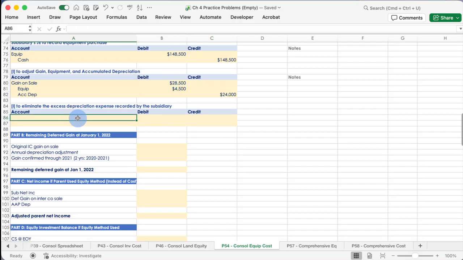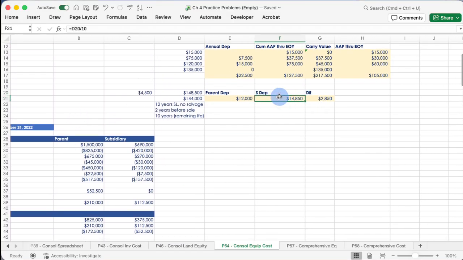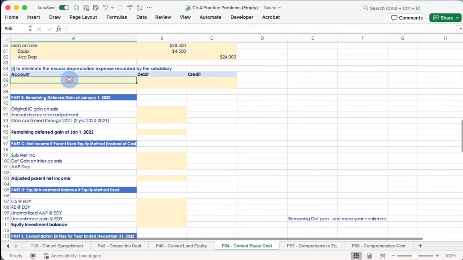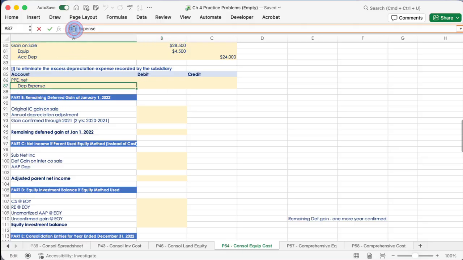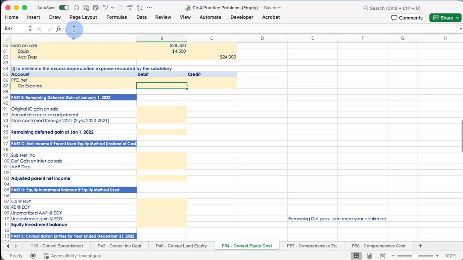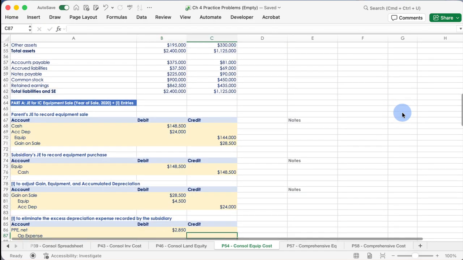And then finally, we also have to eliminate the excess depreciation that happened because the subsidiary is depreciating at a greater level than the parent would have been if the sale didn't happen. So we have to eliminate this $2,850 of excess depreciation. We'll do that using the PPE category and depreciation expense, or possibly operating expenses, most likely operating expenses is where this would have already been chunked into. So let's just say operating expenses, for $2,850.